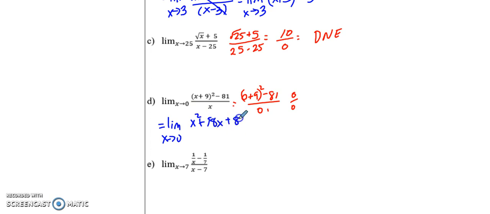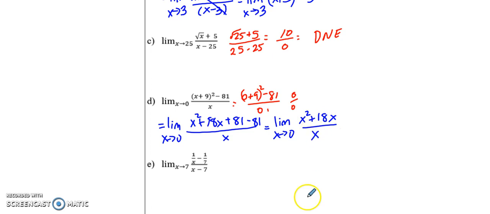Don't forget your OI, the outsides and insides, so 9x times plus 9x, that's the 18x. Then minus the 81, all over x. Still simplifying, not evaluating the limit. Changing the way this function looks. Still a limit of x squared plus 18x all over x.